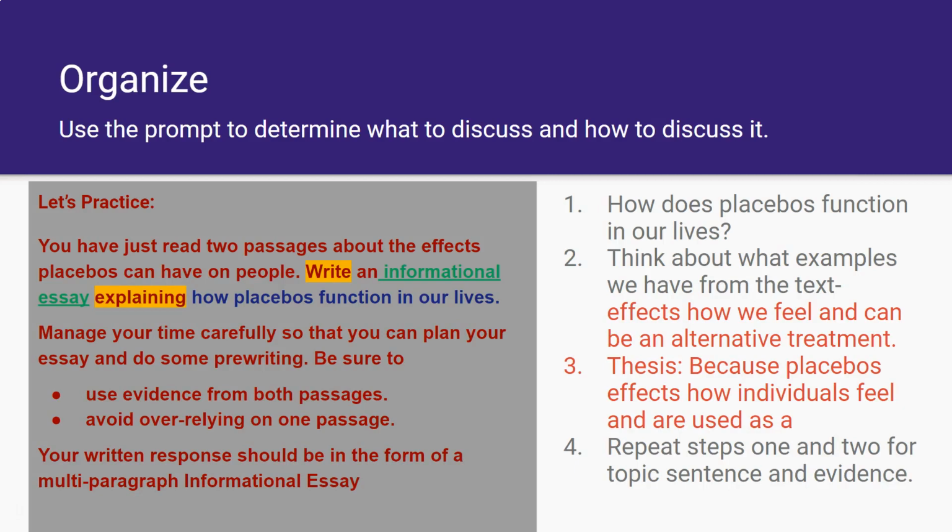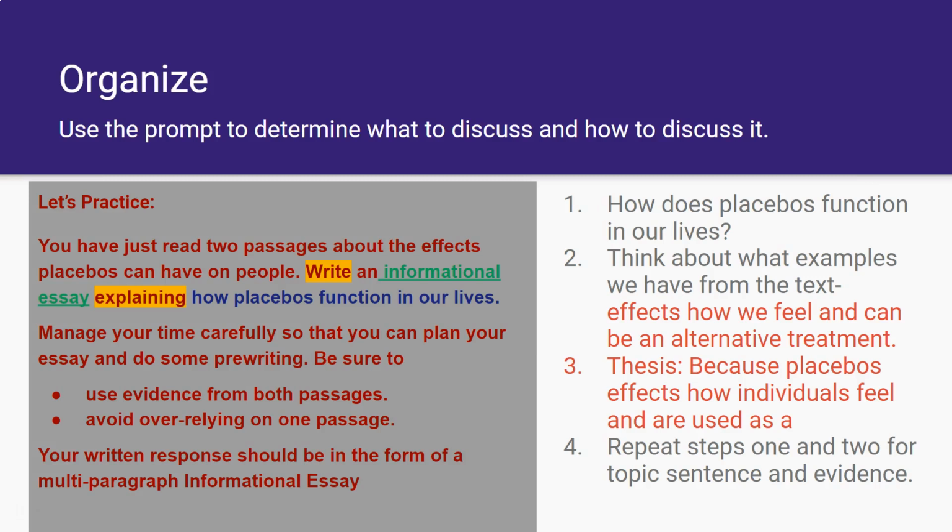This is the prompt. I want you to use a prompt to determine what to discuss and how we would discuss it. Remember, we talked about the word how. How means process, or in what manner. In what manner will you discuss this? It's basically asking you, are you going to do cause and effect? Are you going to do problem solution? Are you going to do define and describe? It's asking you how are you going to structure your essay? Okay? Think about that.